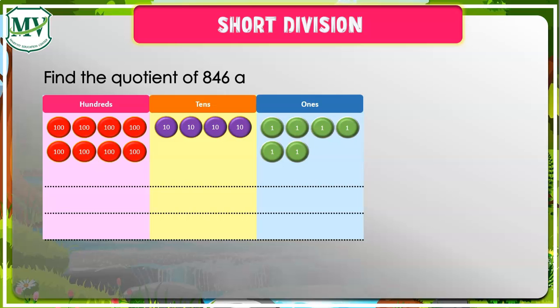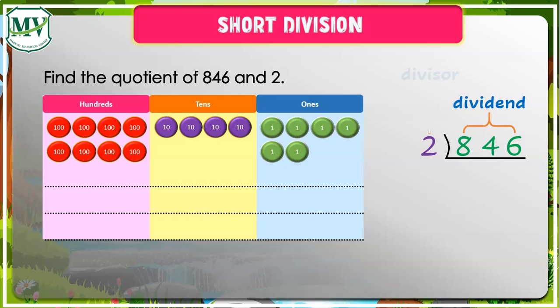Find the quotient of 846 and 2 using the short division method. In here, we have 846 as our dividend, or the amount that we are going to share, and 2 as our divisor. Now let's start with hundreds. Let's share 8 hundreds into 2 equal groups.